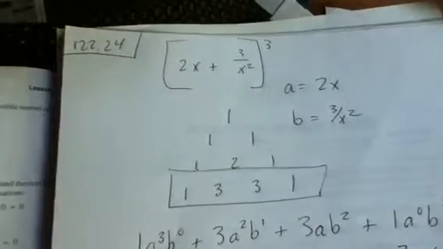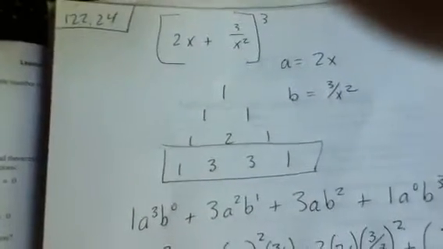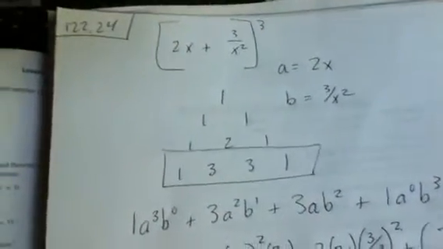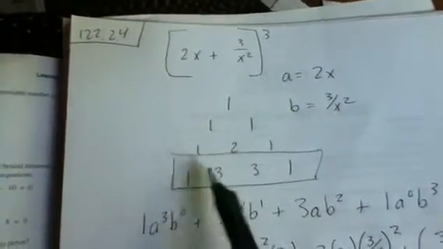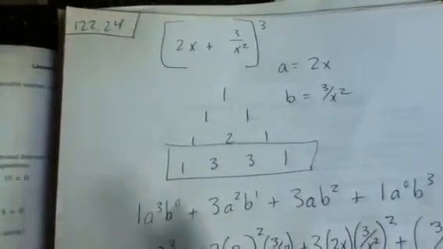Here's lesson 122, number 24. It wants all the terms listed of this binomial expansion. So if you have your triangle that I gave you, the Pascal's triangle, you can use that. I just drew my own. These are the coefficients of the four terms that I'm going to get.